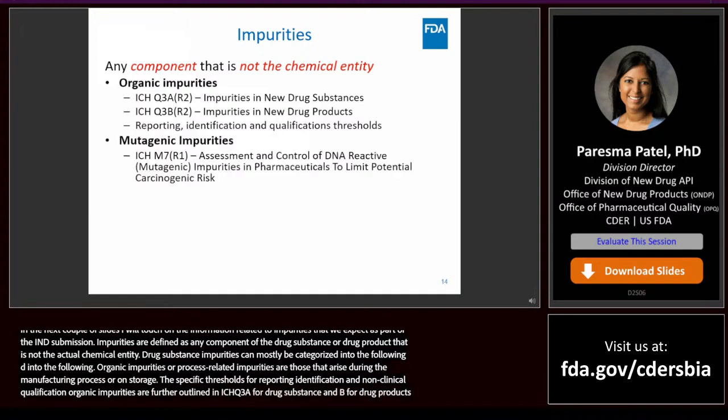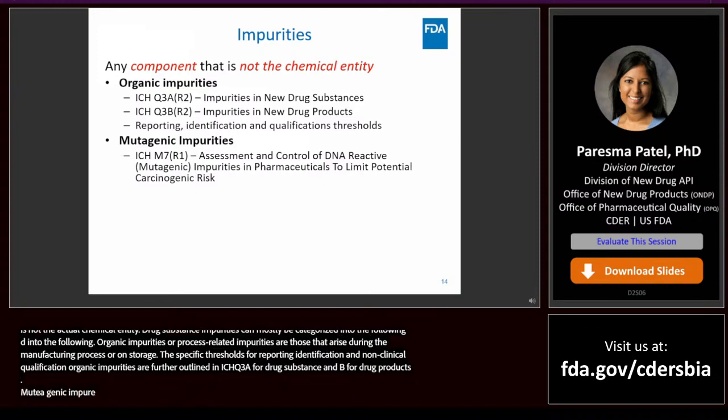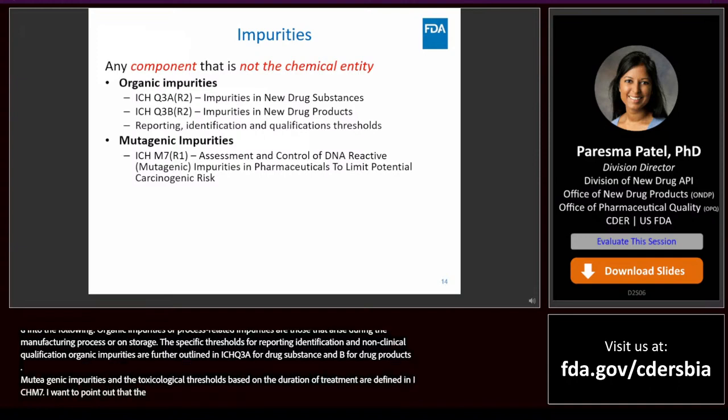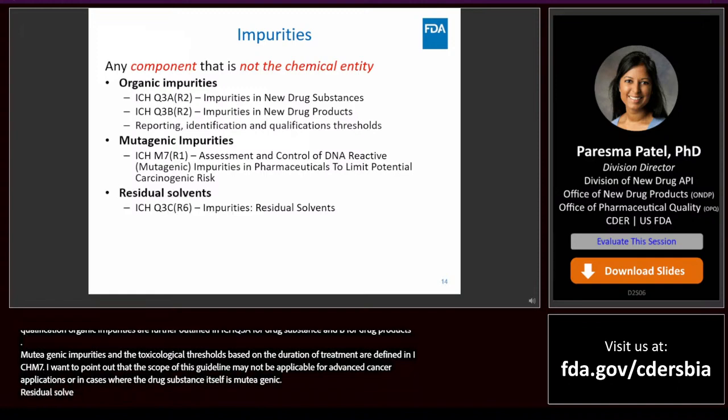Mutagenic impurities and the toxicological thresholds based on the duration of treatment are defined in ICH M7. I do want to point out that the scope of this guideline may not be applicable for advanced cancer indications or in cases where the drug substance is itself mutagenic. Residual solvents are those solvents that may carry through from the manufacturing process to the drug substance, and the acceptable limits are defined in ICH Q3C.